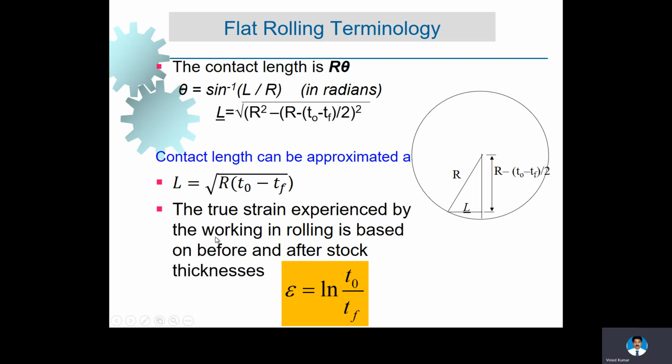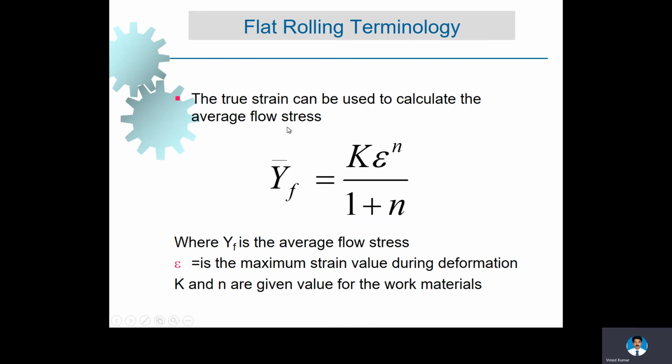The strain, the deformation obtained by the working roll, is calculated in terms of T naught and Tf, or initial thickness and final thickness. Strain is equal to log of initial thickness divided by final thickness. Now the average stress induced between the roller and the workpiece is Yf, which is equal to K epsilon raised to n divided by 1 plus n. K is a strength coefficient, epsilon is the strain, and n is a strain hardening coefficient. Using this equation, we can find the average flow stress required for the rolling operation.